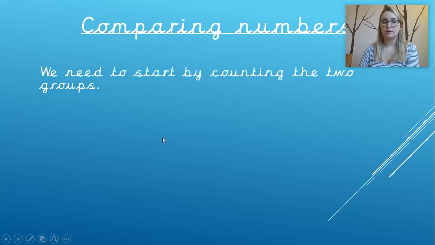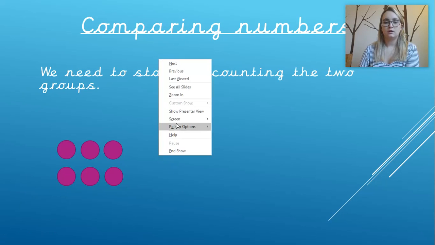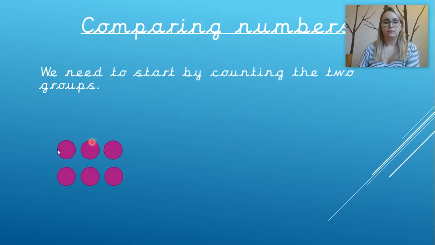So we need to start by counting the two groups to work out what we're doing. So the first group here is 1, 2, 3, 4, 5, 6. Let's have a look at our other group. This one is 1, 2, 3, 4. So we have 6 and 4.